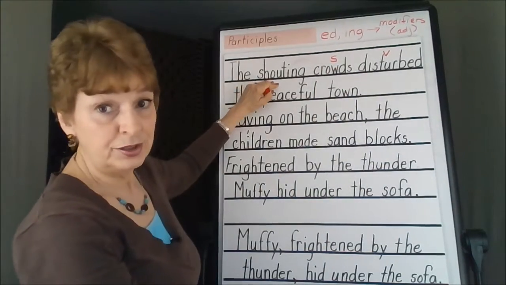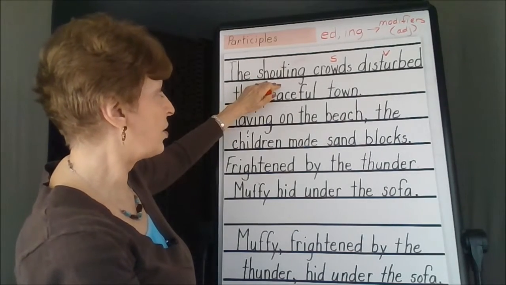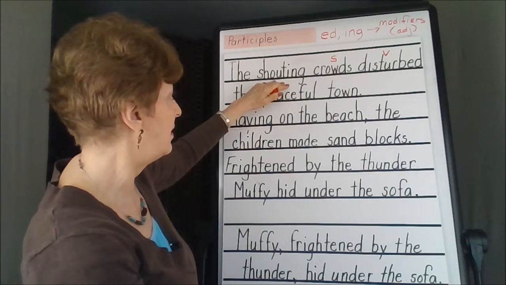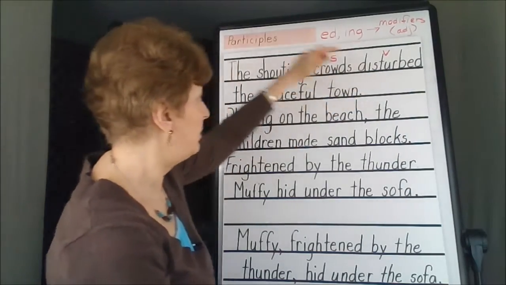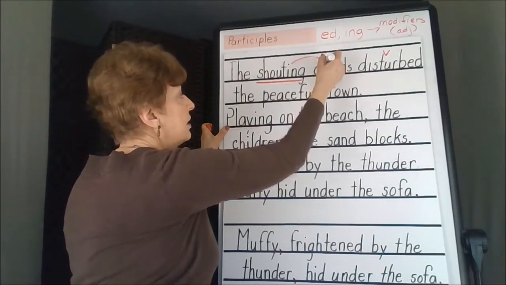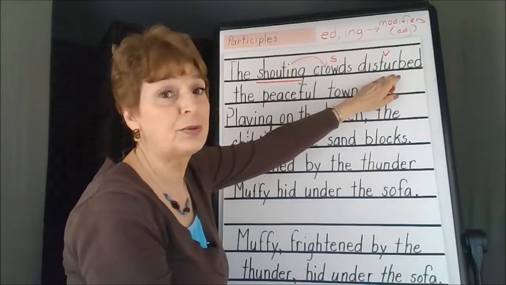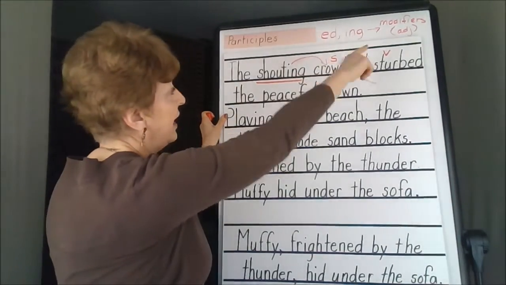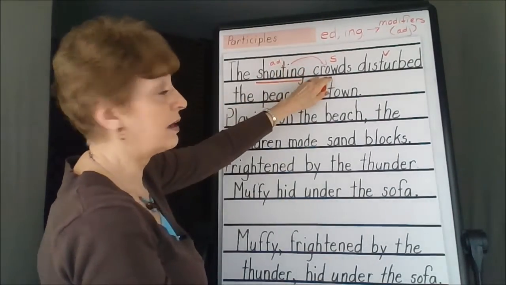You can shouting too, but in this case, there's no subject with this particular word, shouting. It's the crowds that disturbed because of the shouting. They are shouting crowds. So this could have been a verb, but it isn't used as the main verb of the sentence. So this one now becomes a modifier. It's an adjective. It's functioning as an adjective describing the crowds.